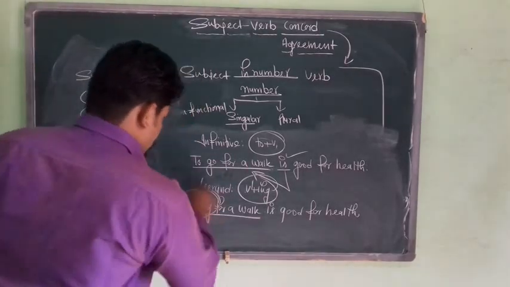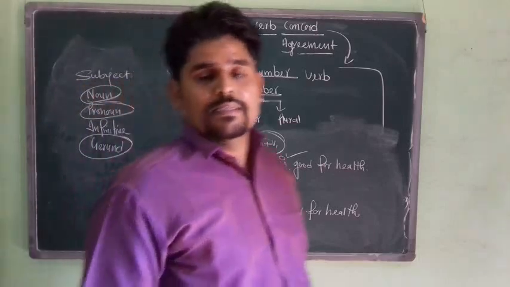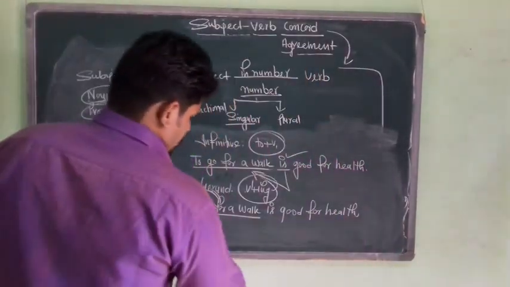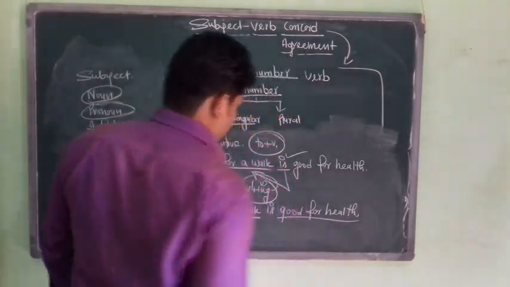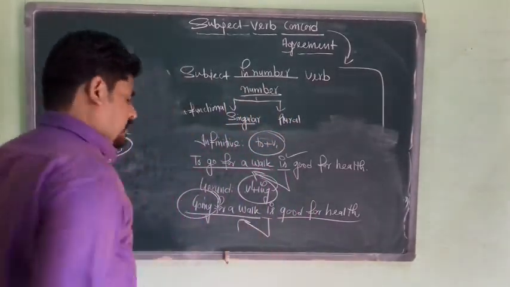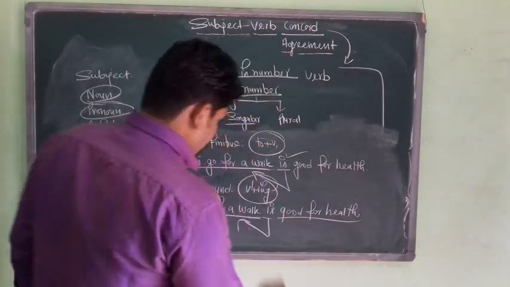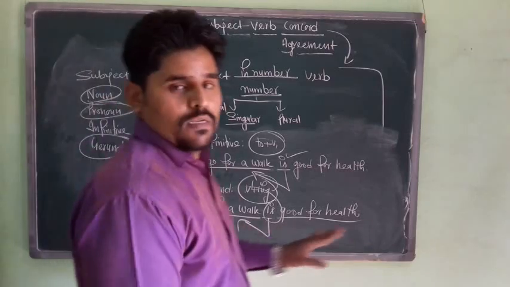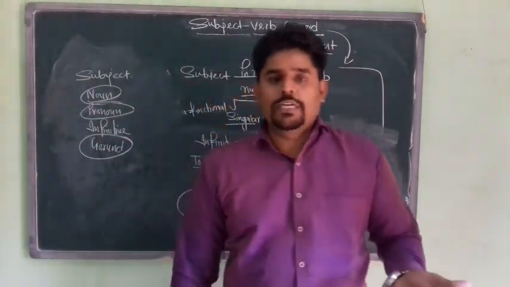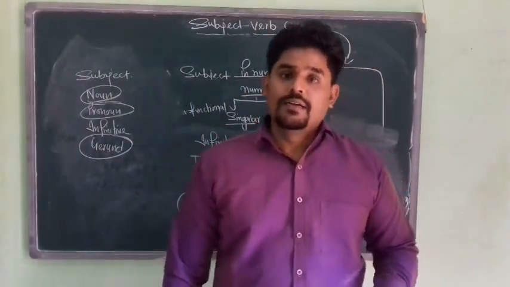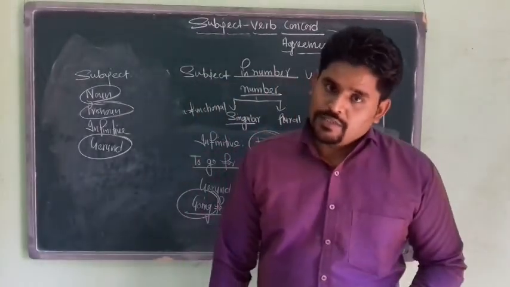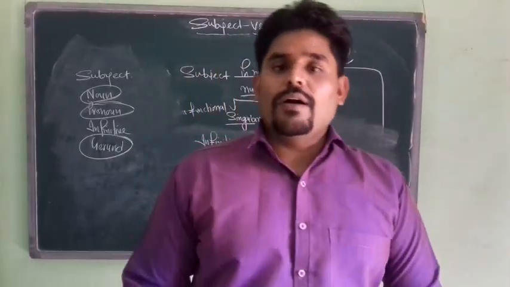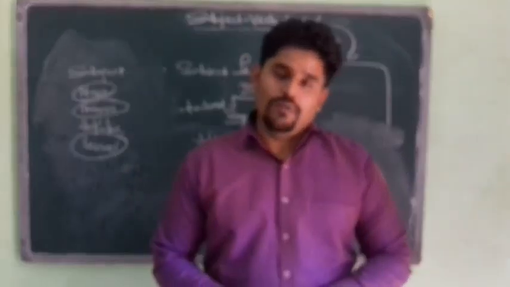Here, going is the gerund form of the verb and it is becoming the subject of the sentence. This is the verb, this is the subject. So, it is also taking a singular verb with it. So, students, here we have discussed subject. What is subject? How can we identify a subject? And how can a subject be singular as well as plural? Now, we are going to study verb.